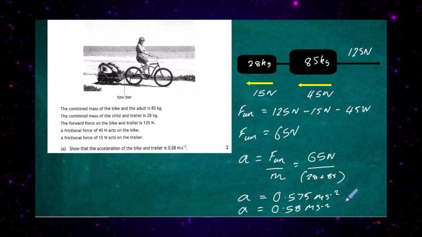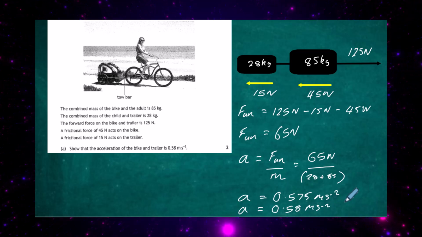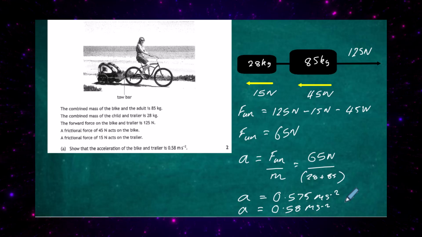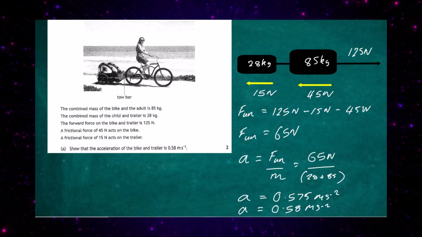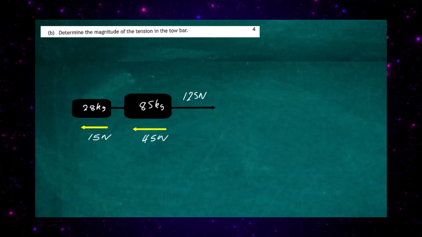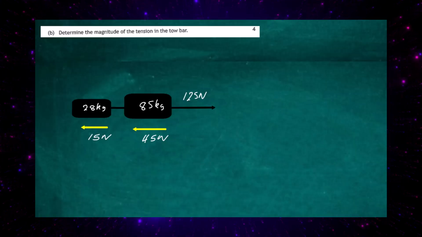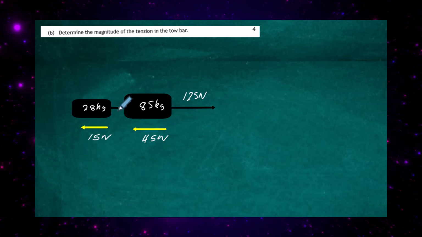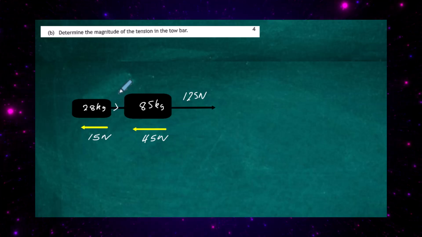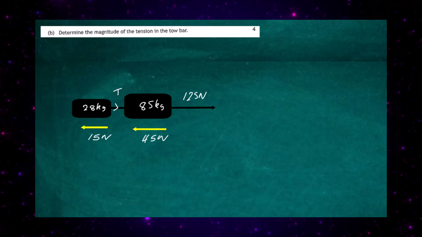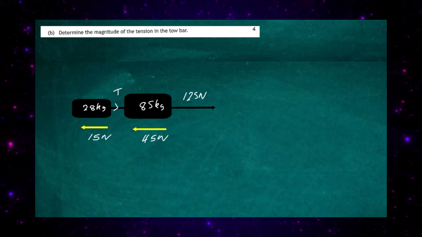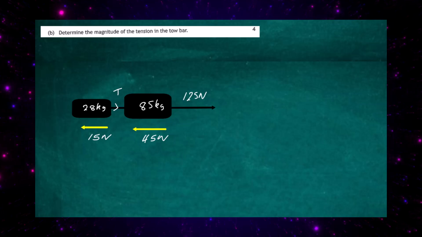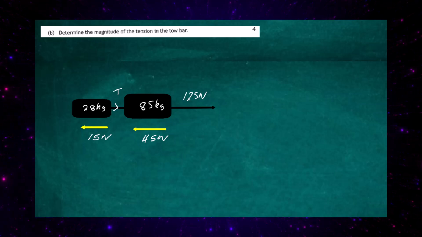So there we have it. We've shown that the acceleration of the trolley and the bike is going to be 0.58 meters per second every second. Question 3, part B. Determine the magnitude of the tension in the tow bar. That's this part in here, and there must be a force due to the tension of the tow bar. Now the word determine means use the available data which is in the diagram, and also use any additional information that you can gather.